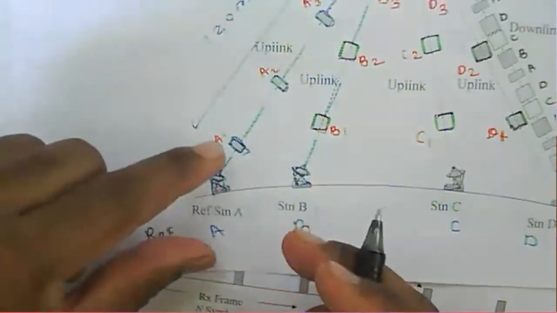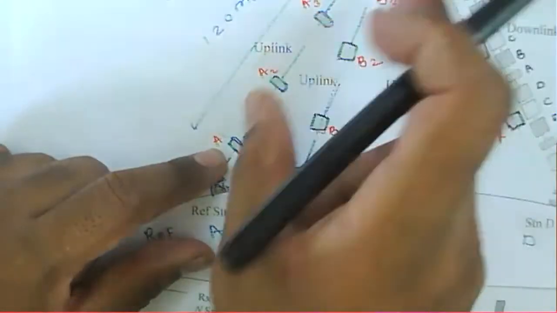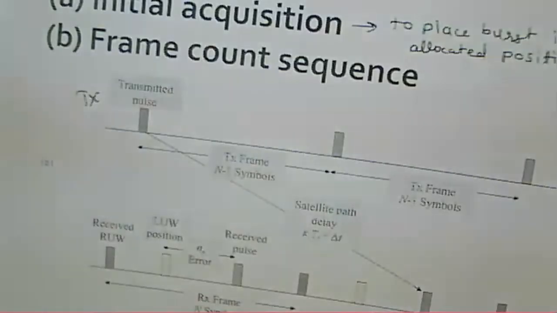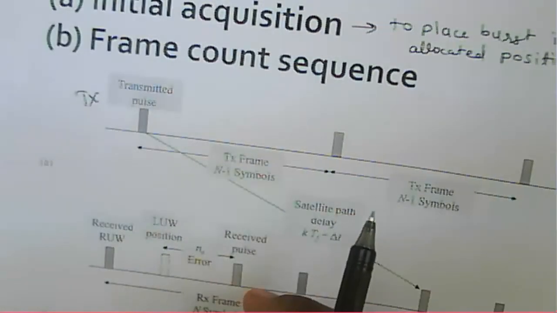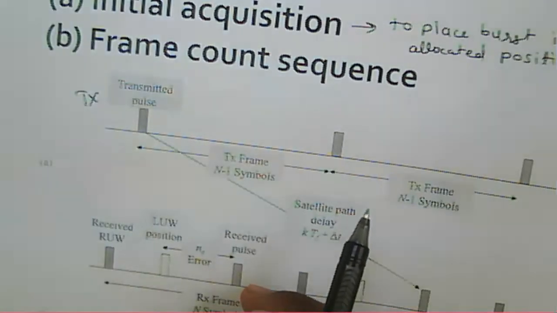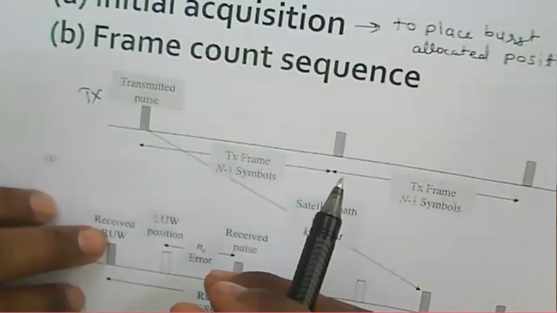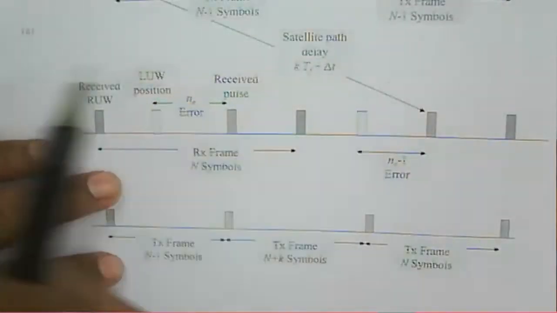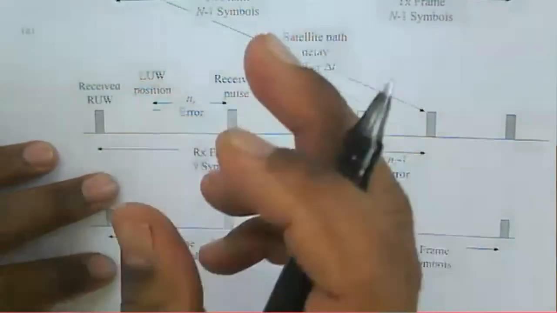That is about a reference station. And from this reference station, the allocated position of that particular bus can be obtained. So a synchronization takes place, or we can say an acquisition takes place, using this reference station.